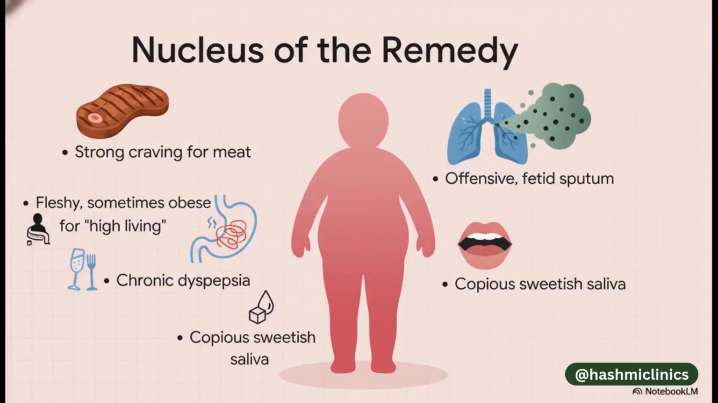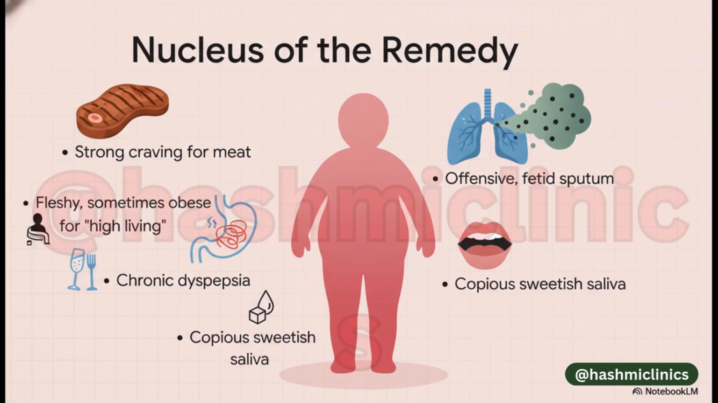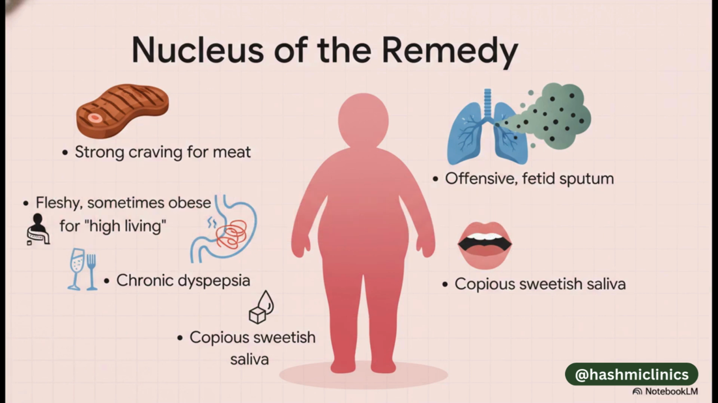So this slide really pulls together the core, the nucleus of the remedy. And I want you to notice how these features create a very clear pathological pattern. It's not just about being fleshy. It's that specific combo of a voracious, meat-heavy appetite that leads directly to the chronic dyspepsia and these very distinct catarrhal states. And they're marked by that peculiar, copious, sweetish saliva and the really offensive sputum.